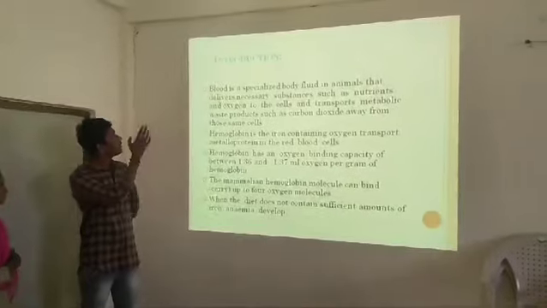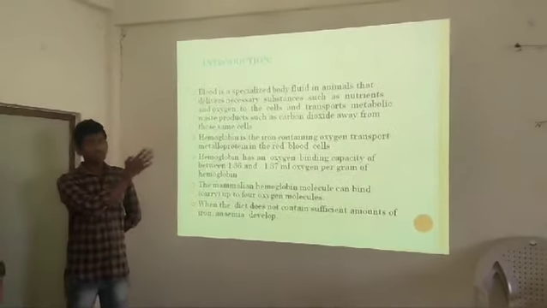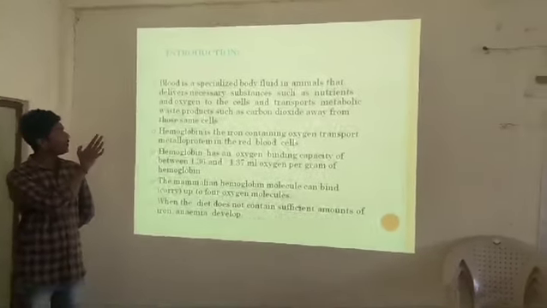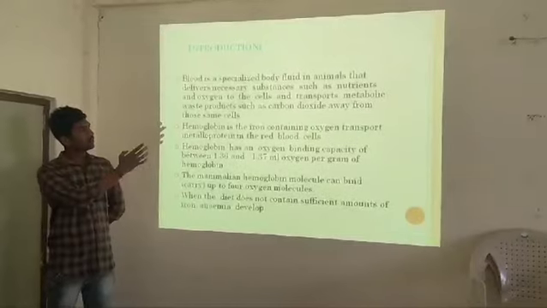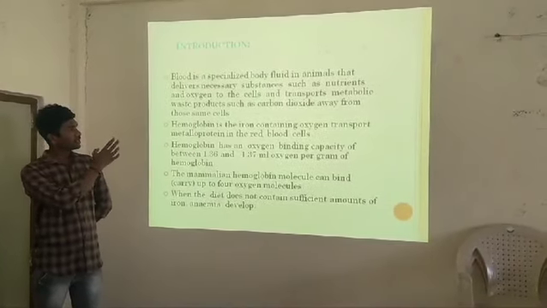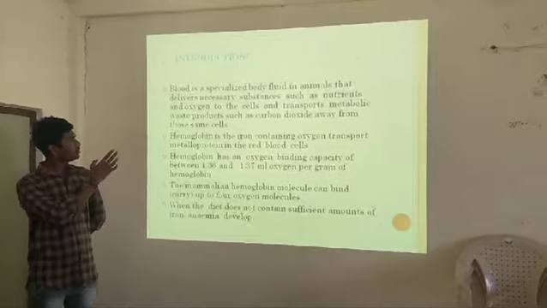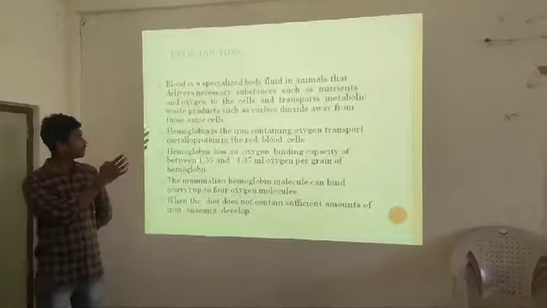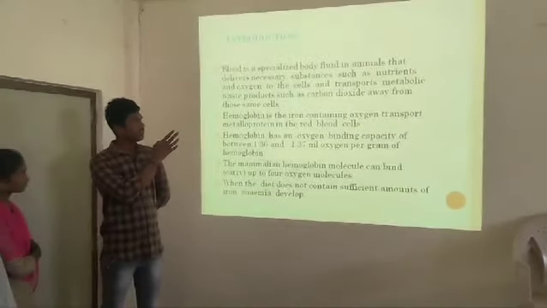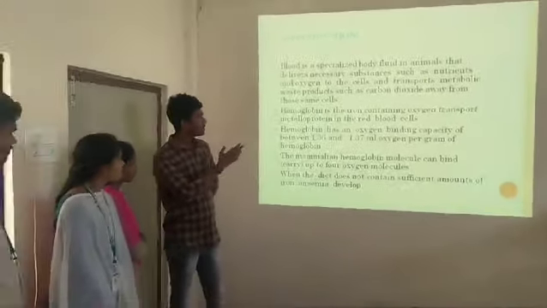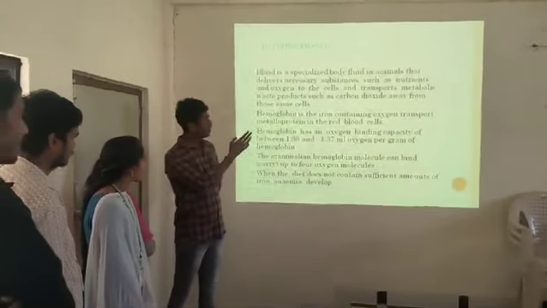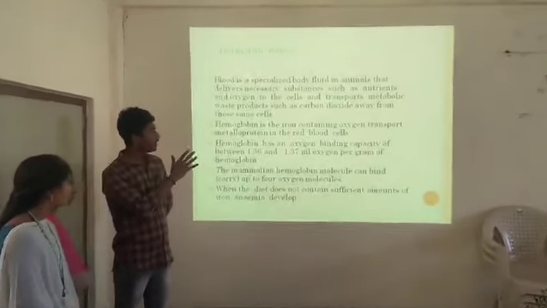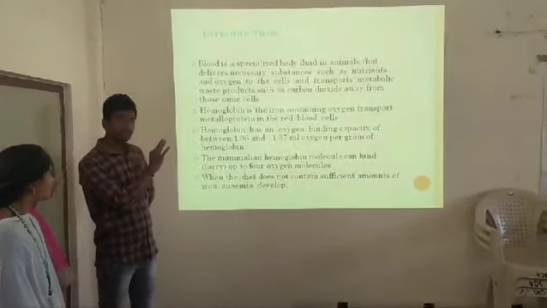Introduction of our project. Blood is a specialized body fluid in animals that delivers necessary substances such as nutrients and oxygen to the cells and transports metabolic waste products such as carbon dioxide away from those same cells. And hemoglobin is the iron containing oxygen transport metalloprotein in the red blood cells. Hemoglobin has an oxygen binding capacity of between 1.36 and 1.37 ml oxygen per gram of hemoglobin.